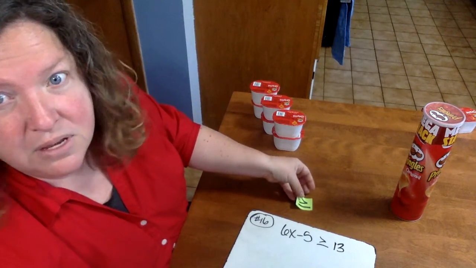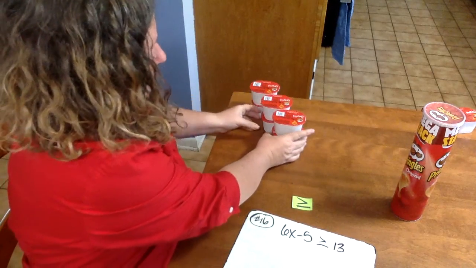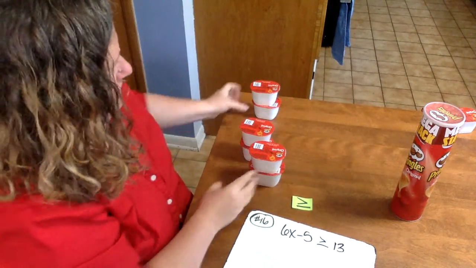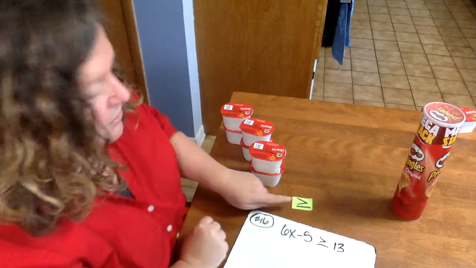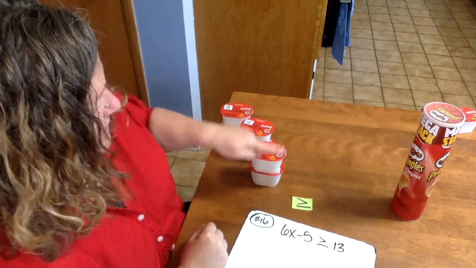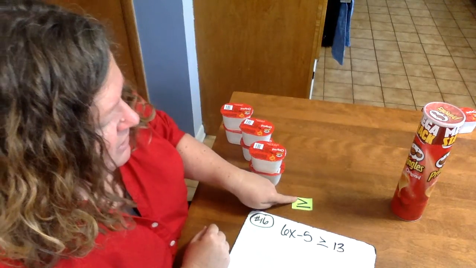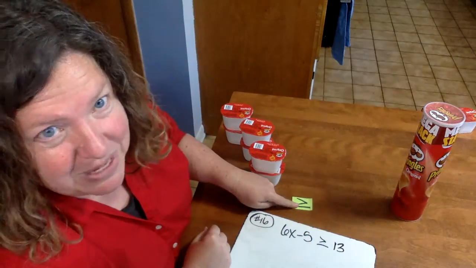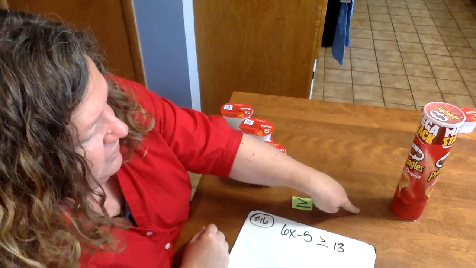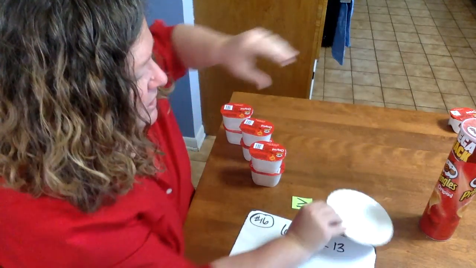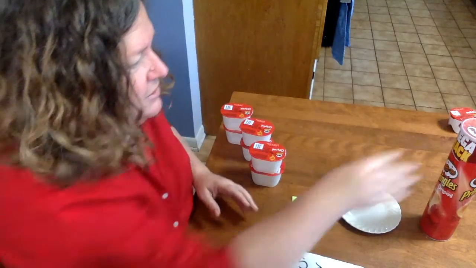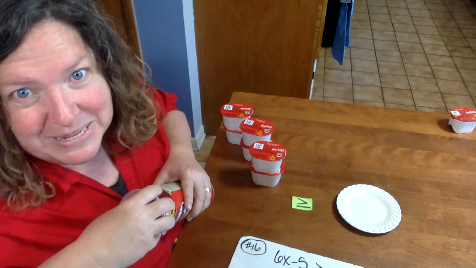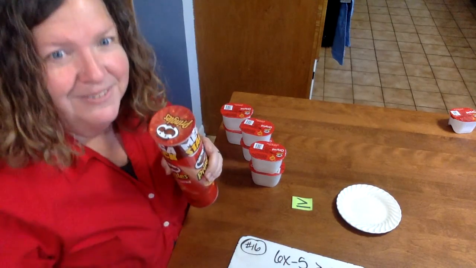Now, here's our greater than, less than, and equal to sign. It's facing this way, so we read it as the greater than. So 6 groups of a mystery amount is greater than, or it could be equal to 13. So what that means is just 13 random Pringles. So I'm going to just get out 13 random Pringles here.